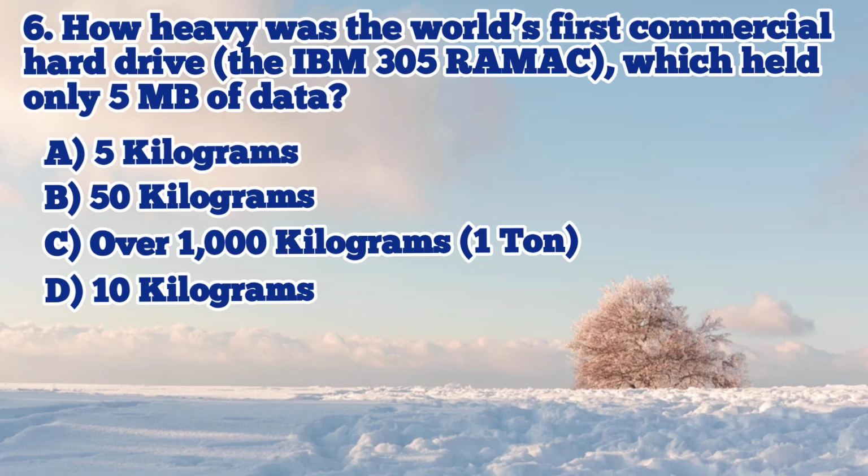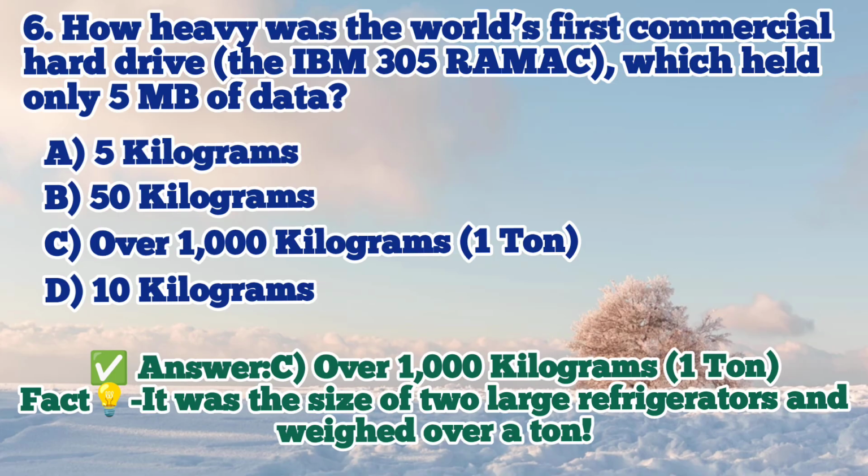How heavy was the world's first commercial hard drive, which held only 5 MB of data? The answer is over 1000 kilograms. It was the size of 2 large refrigerators and weighed over a ton.